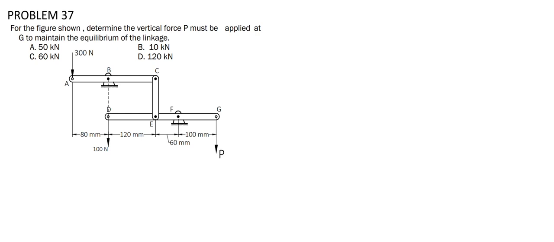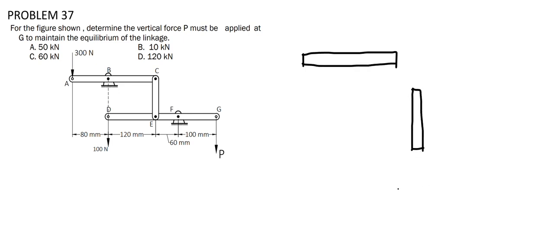In this problem, we are given a figure shown, and we are tasked to determine the vertical force P that must be applied at G to maintain the equilibrium of the linkage. Now to solve this, we disconnect each member. We have member ABC, member CE, and member DFG. We consider the free body diagram of each member.